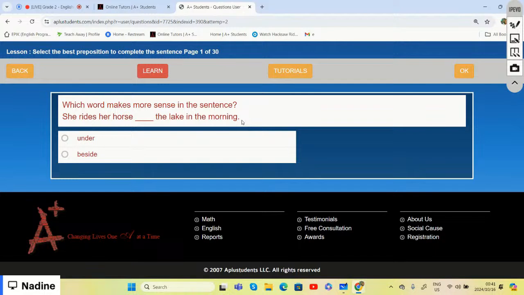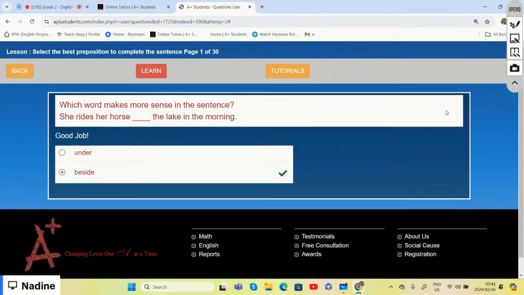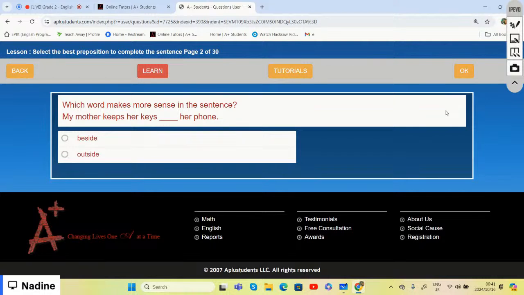All right, so we can say she rides her horse beside the lake in the morning. She's not in the lake, she's not on top of the lake, she's not under the lake, but it's like next to, beside the lake. So well done. The next one says, my mother keeps her keys.